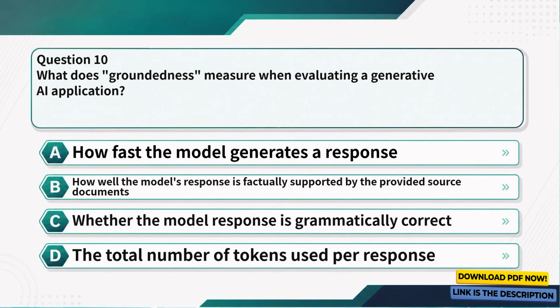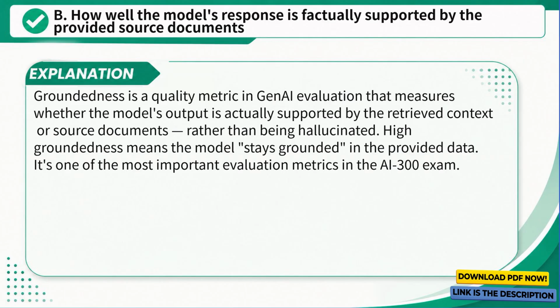Question 10. What does groundedness measure when evaluating a generative AI application? A. How fast the model generates a response. B. How well the model's response is factually supported by the provided source documents. C. Whether the model response is grammatically correct. D. The total number of tokens used per response. Correct answer. B. How well the model's response is factually supported by the provided source documents.